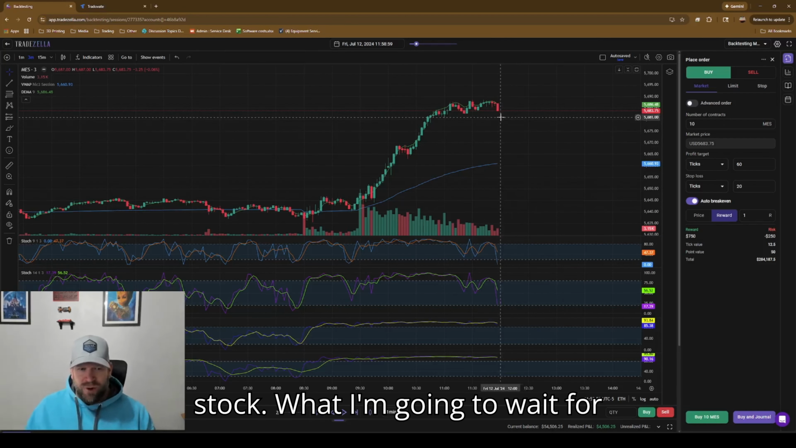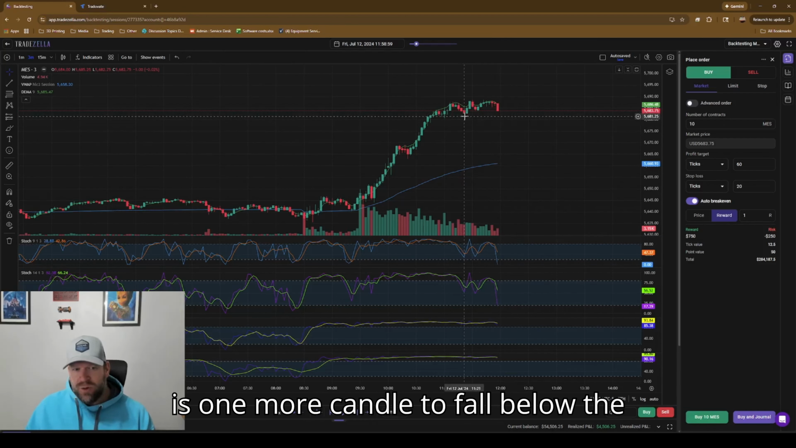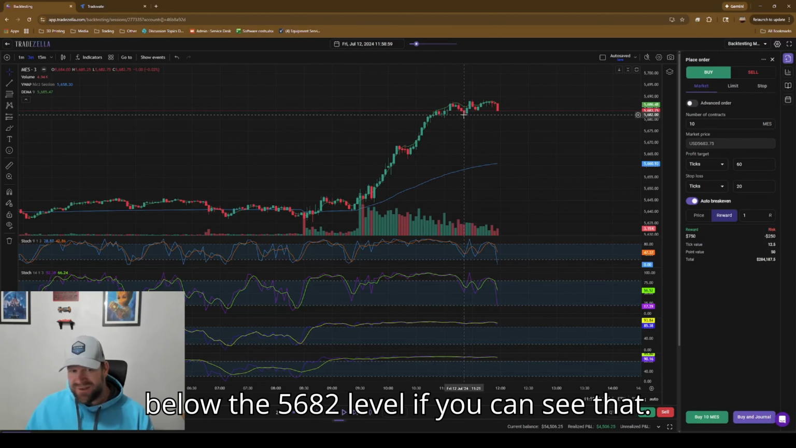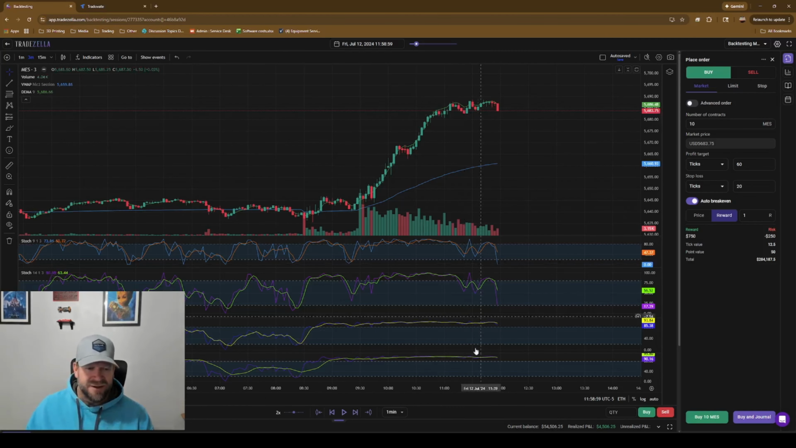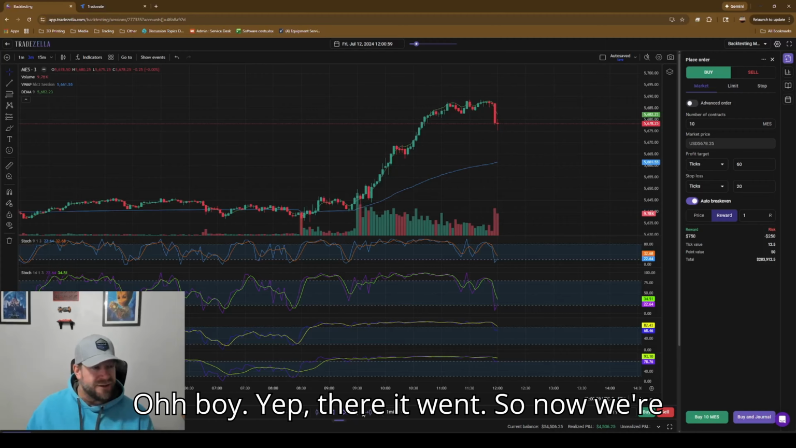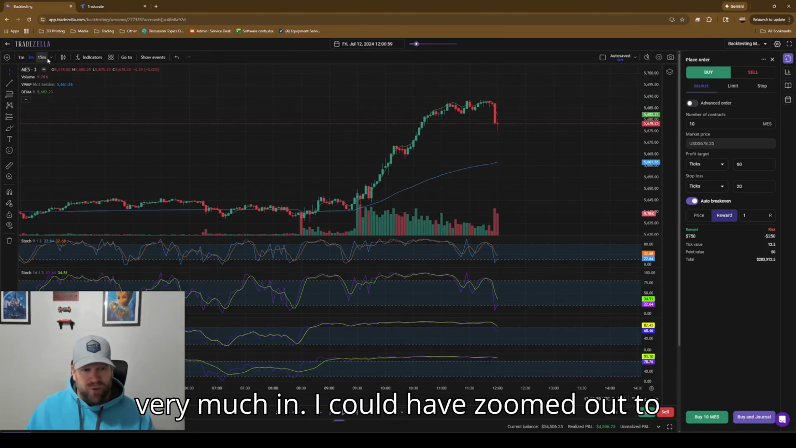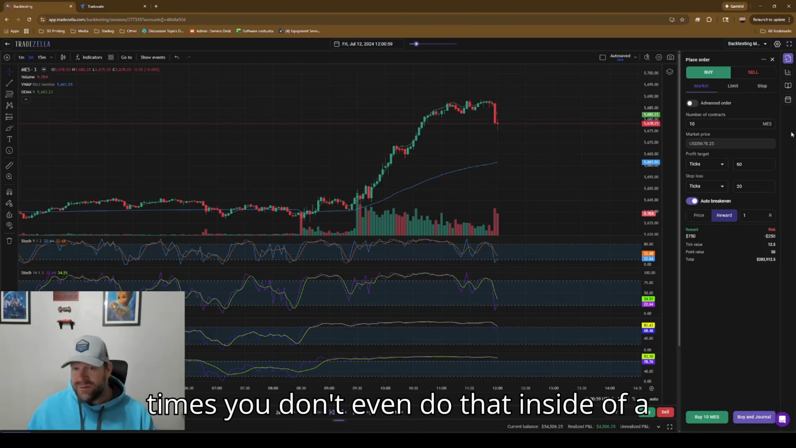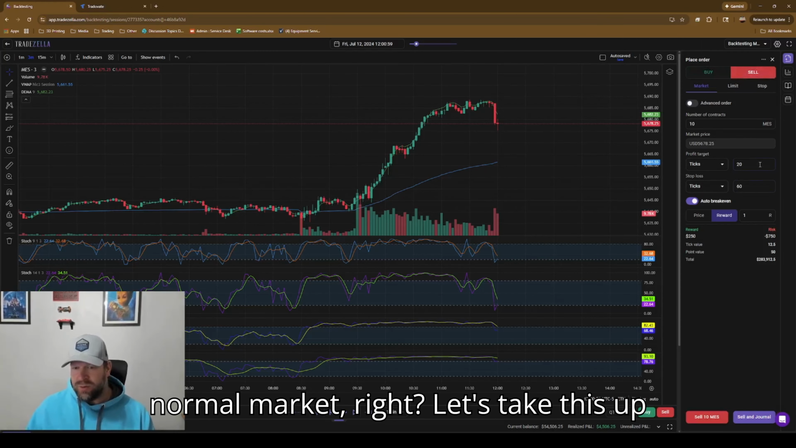What I'm going to wait for is one more candle to fall below the previous low. So I'm looking for it to be below the 56.82 level, if you can see that. Oh boy. Yeah, and there it went. So now we're very much in. I could have zoomed out to the 1 minute, but really there are times you don't even do that inside of a normal market, right?